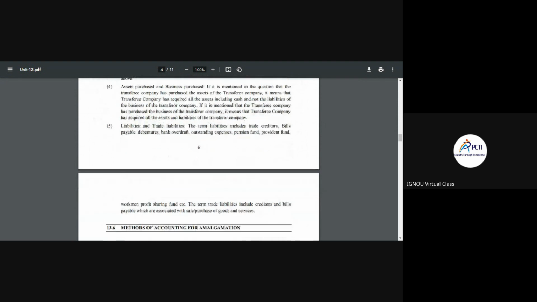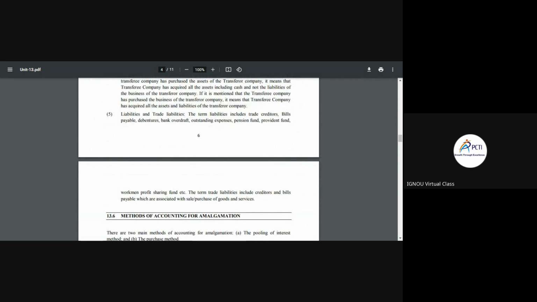Next one is liability and trade liability. The term liability includes trade creditors, bills payable, debentures, bank overdraft, outstanding expenses, pension funds, provident funds, workmen profit sharing funds, etc. The term trade liability includes creditors and bills payable which are associated with sale and purchase of goods and services.